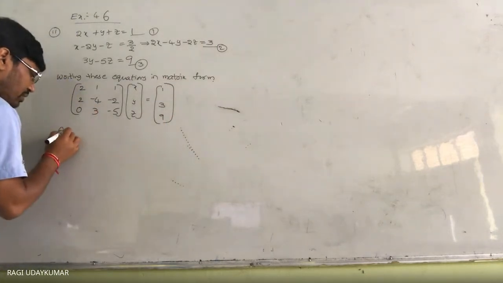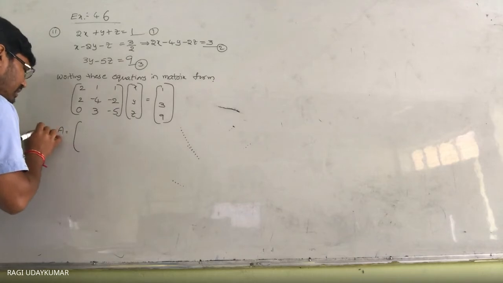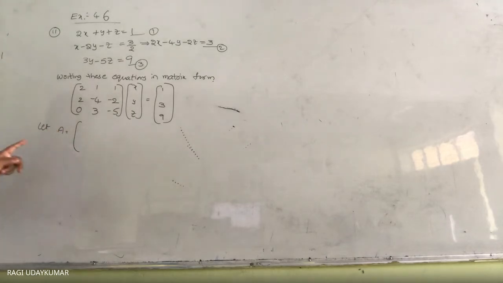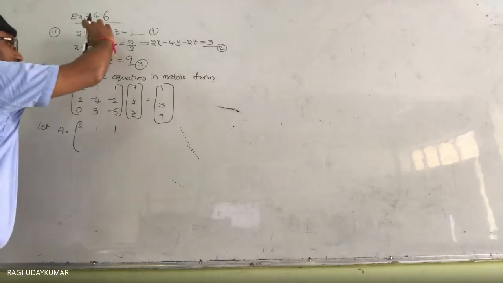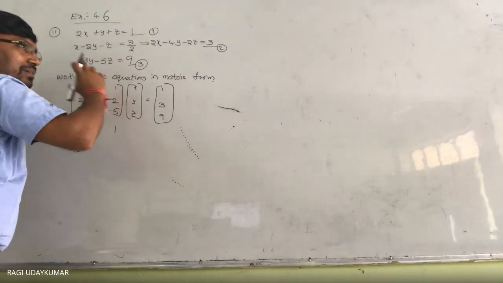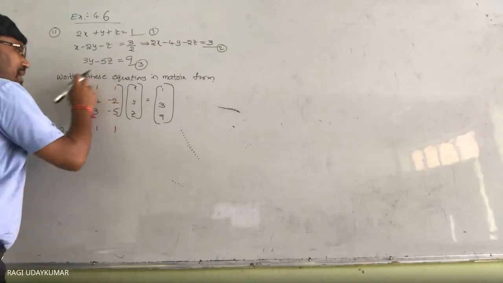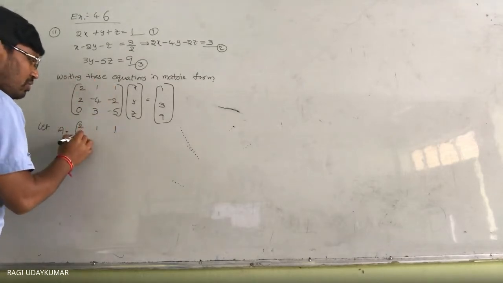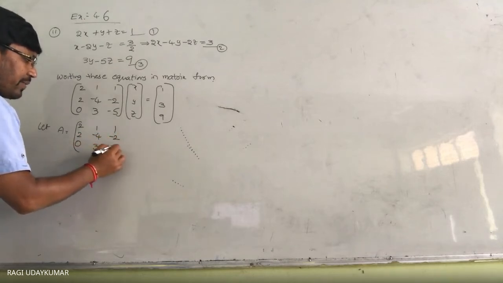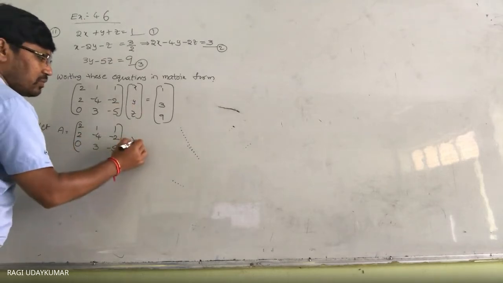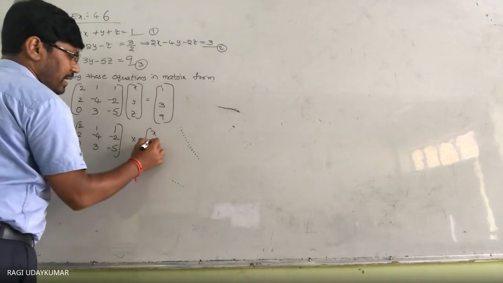A is equal to this one. We have to consider it here. We have written the equations in matrix form, and after writing in matrix form, I am considering this matrix as A. We have to consider only that one. In this matrix, we are taking it as the X matrix.